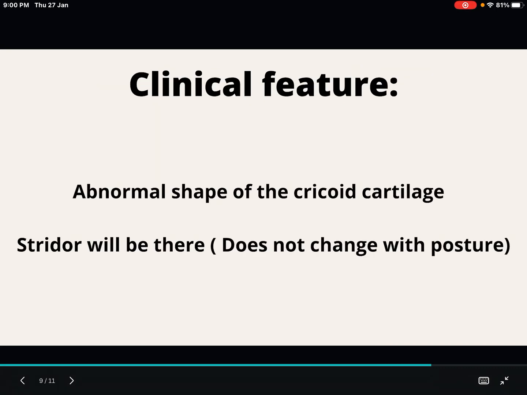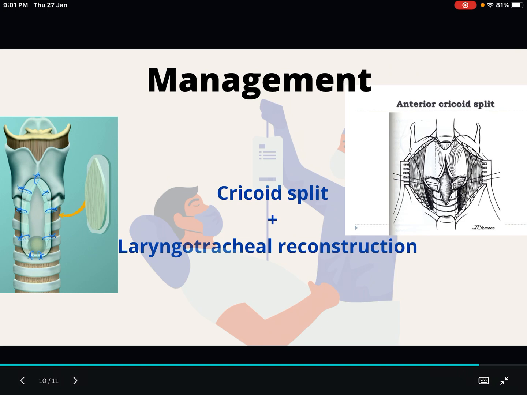Mostly this stenosis is happening due to abnormal shape of cricoid cartilage, and the clinical feature will be stridor. The main difference of stridor in congenital subglottic stenosis from congenital laryngomalacia is that the stridor will not change with posture. In laryngomalacia we have already discussed, in the supine position stridor will be there and there will not be any stridor in the prone position. But here the stridor will be there if the child is in supine position or the child is in prone position. The stridor will not change.